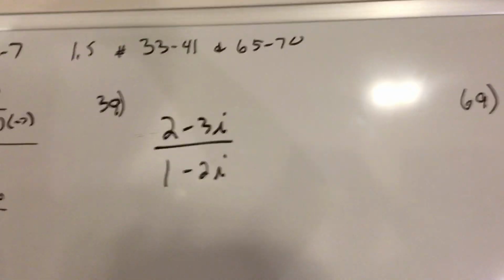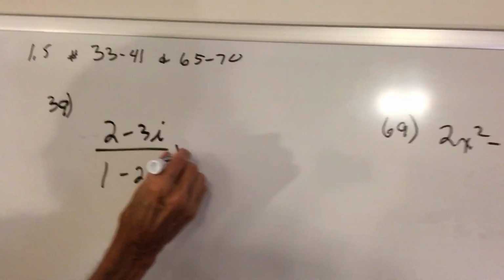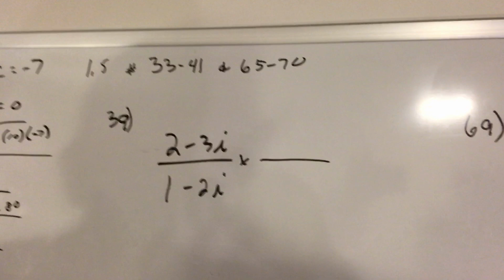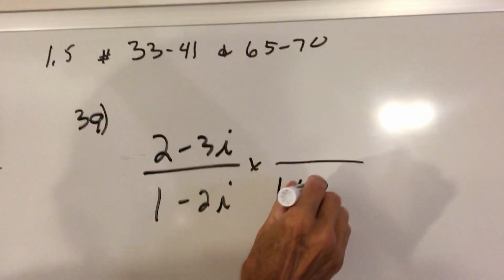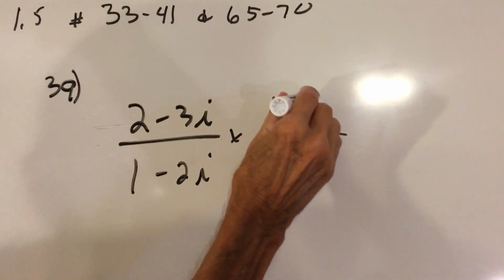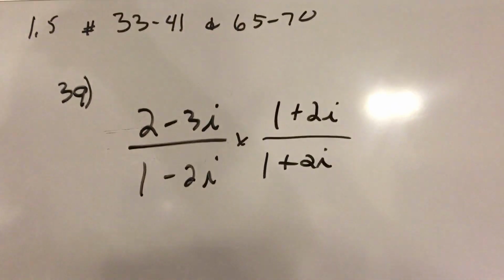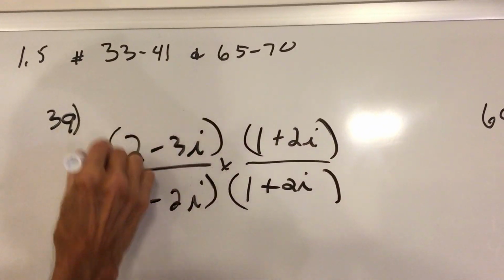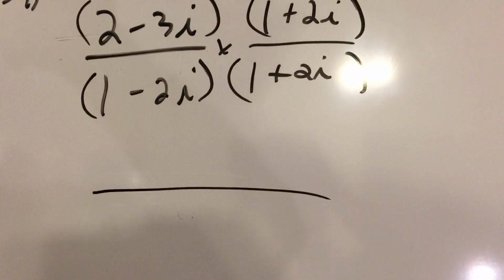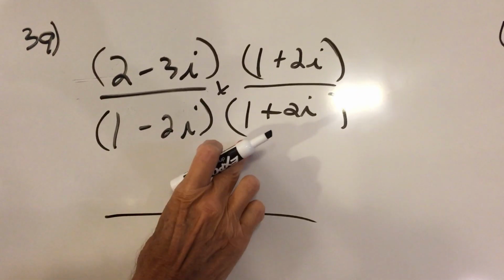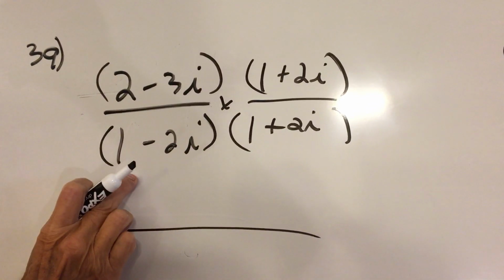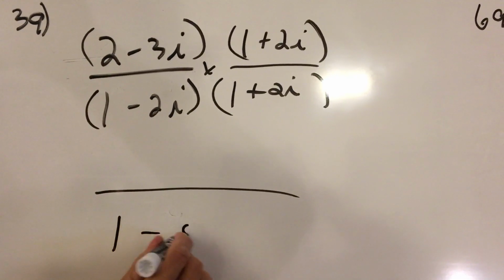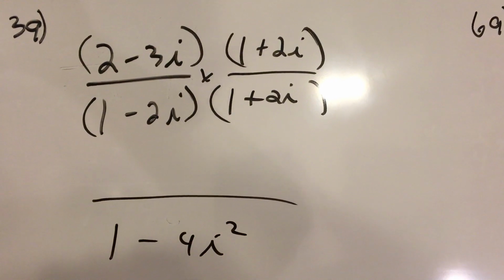39 is pretty easy, but most of you got it right. You multiply by the complex conjugate of the denominator. That's 1 plus 2i, and whatever you do on the bottom, you do on the top. Wrap them in parentheses and FOIL them. The denominator, the inner is negative 2i, the outer is positive 2i, so the middle term drops out, and you just have 1 minus 4i squared.